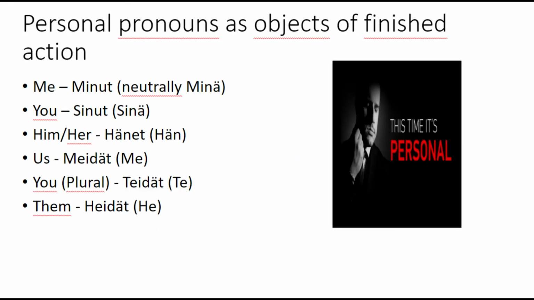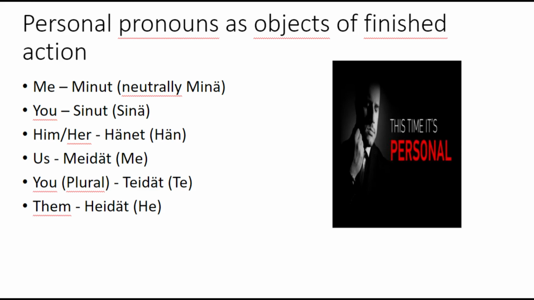And then here are the personal pronouns of the Finnish language. So me would be minut. Normally it is minä, but when minä is the object of a finished action, it is minut. If minä is the object of an action in progress, then it is minua. And you becomes sinut. Usually it is sinä. Him or her, doesn't matter, becomes hänet when normally it is hän.